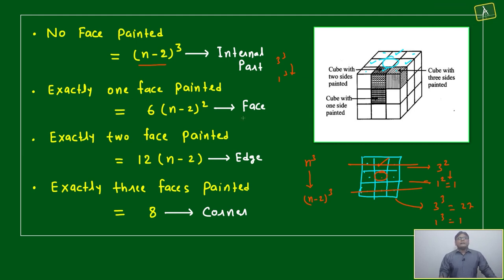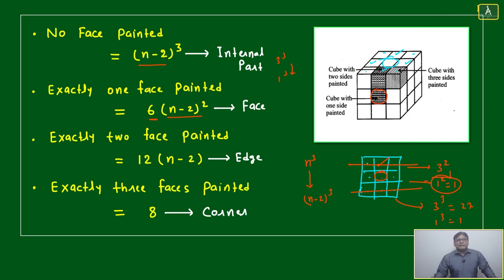Exactly one face painted. Which ones will have only one face painted? Those on the surface, like here, you can represent this square. How many such faces will there be? Six faces. This again is n minus 2 whole squared. Now you understood the idea, how you can deal with a perfect square number or perfect square figure, or perfect cube number or perfect cube. All are mathematics. All are number patterns.